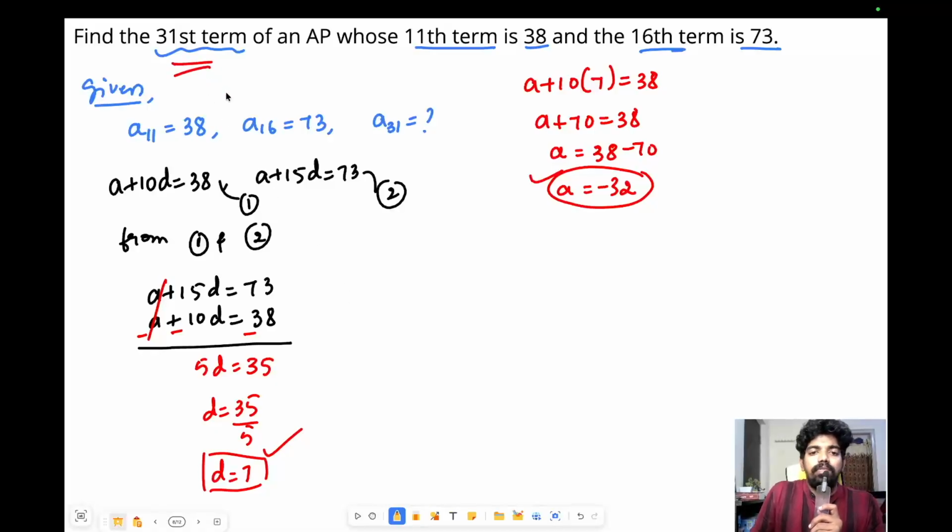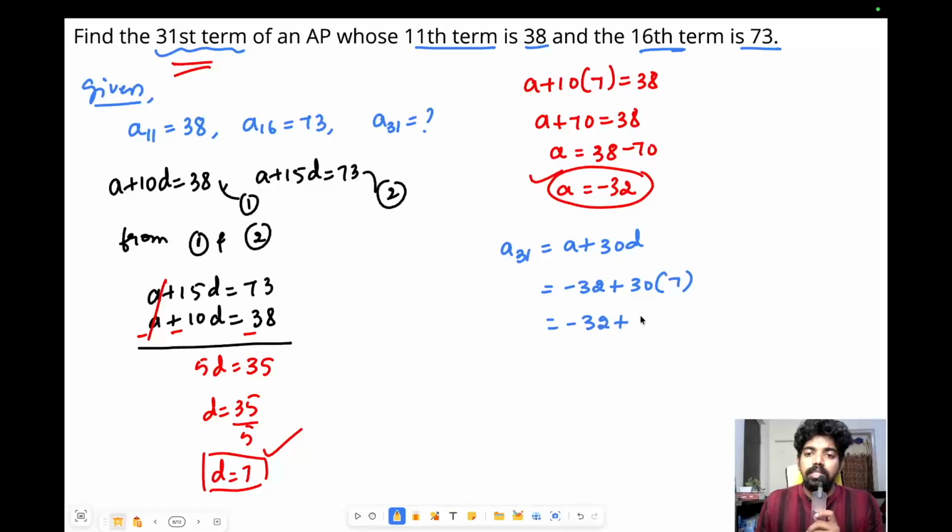Next you have to find A31. How to find the A31 term? A31 can be written as A plus 30D. A value is minus 32 plus 30 into D value, which is 7. That is minus 32 plus 210. Right? 7 into 30 is 210. 210 minus 32 is 178. So A31 is 178. Next question.